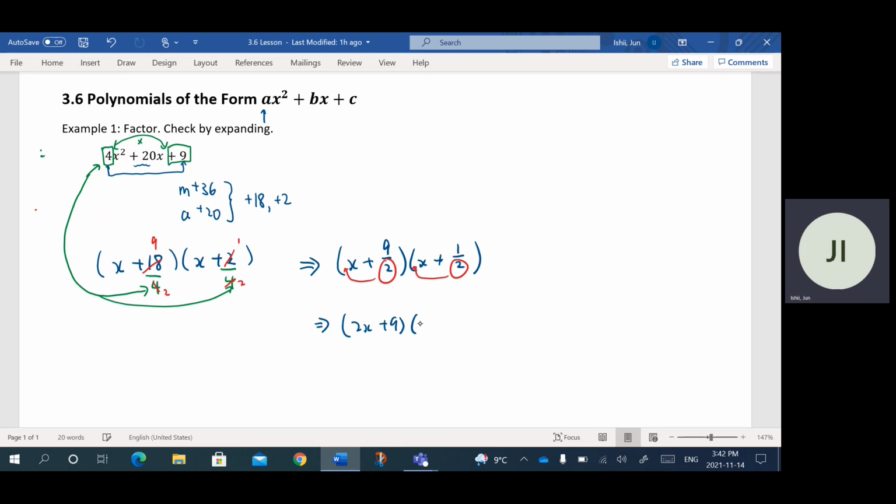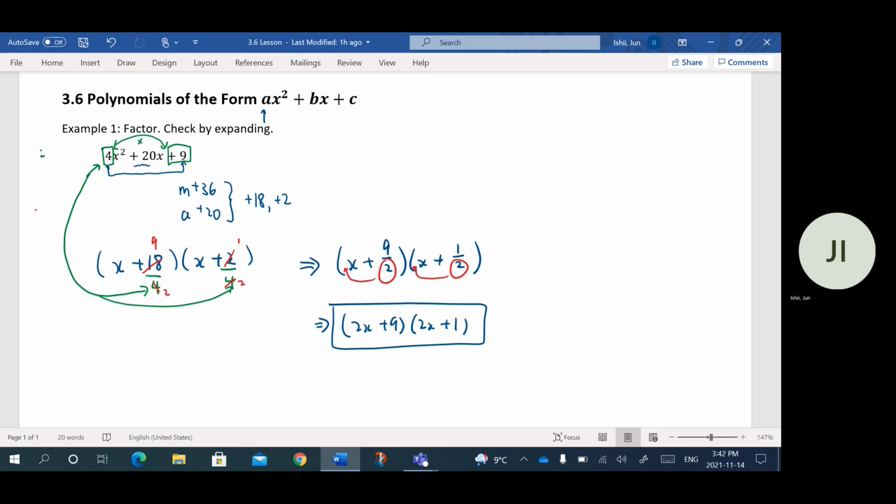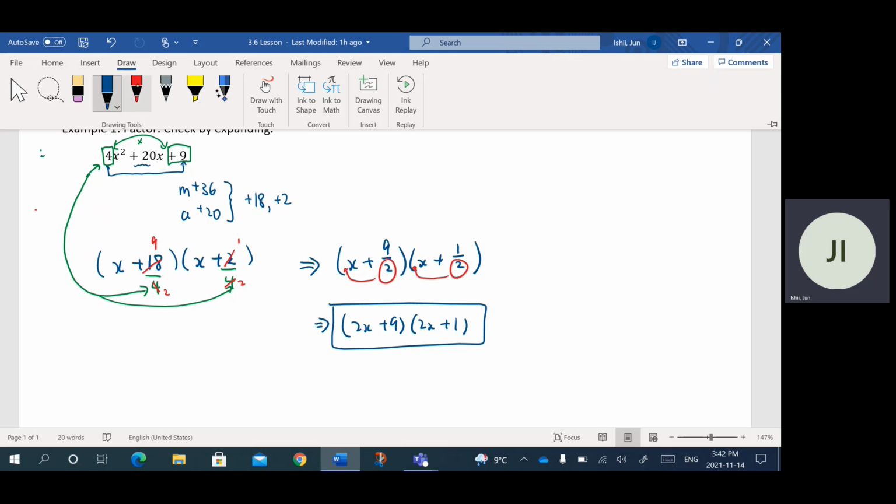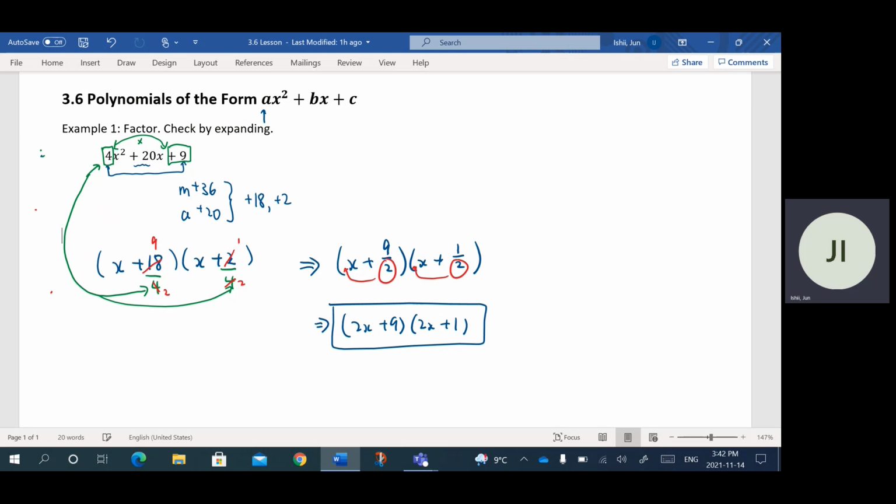And again, I have 2x plus 1. And now we are done. Okay, so this is kind of like the process. These aren't necessarily equal to each other, but this is just the way you get to the answer.